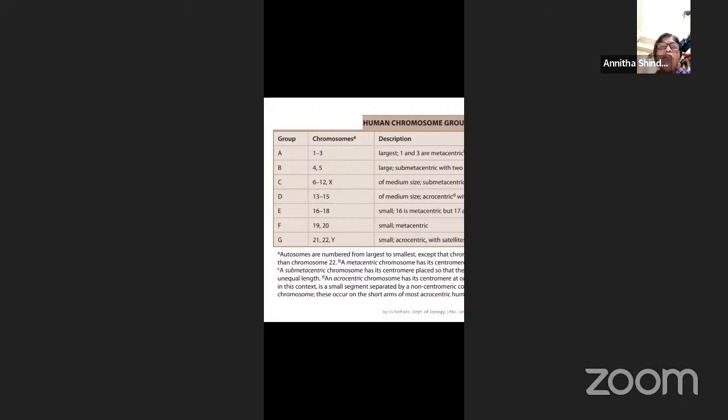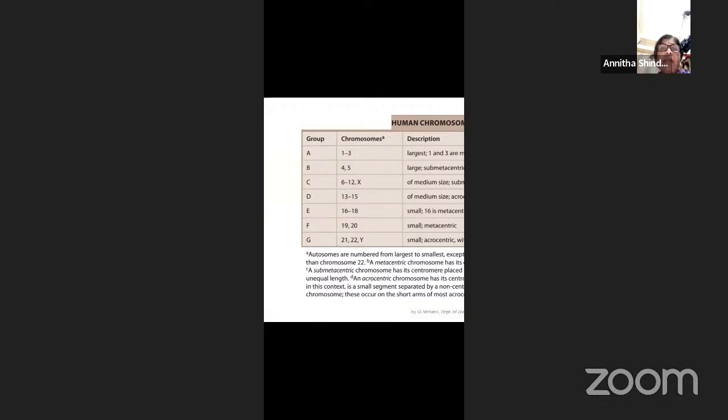Here B group consists of chromosomes 4 and 5, C consists of 6 to 12 and the X chromosome, D consists of 13 to 15, E consists of 16 to 18, F 19 to 20, and G 21, 22, and the Y chromosome. So this is about the human chromosome groups. They have been classified into different groups from A to G.